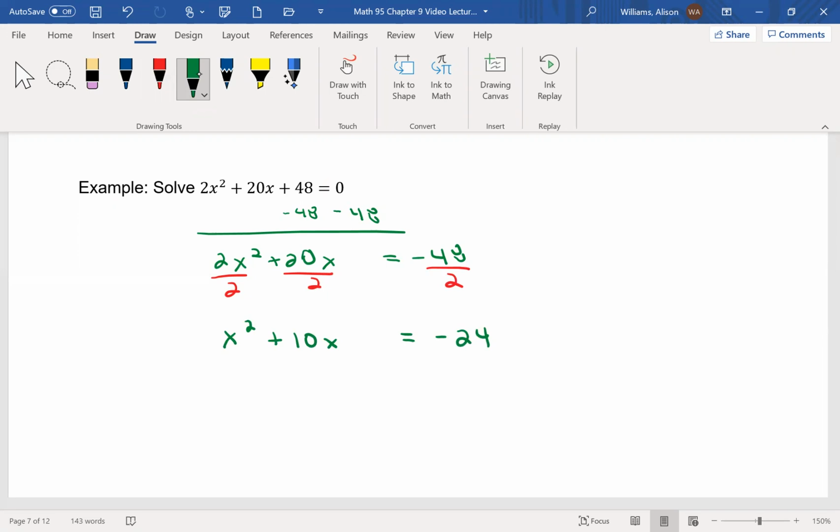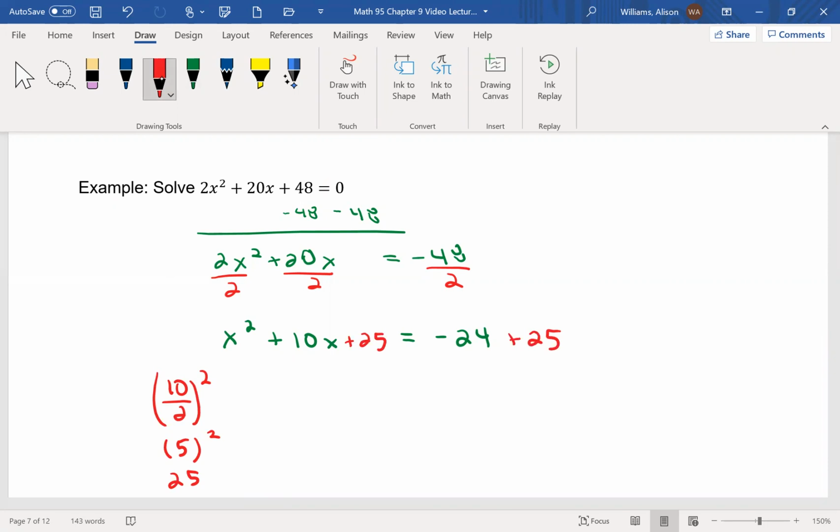Now, step 3, the big important step. I'm going to take half of the b term, which after dividing is a 10. So I'm going to take half of 10, and then I'm going to square it. So half of 10 is 5, and 5 squared is 25. So I'm going to add 25 to both sides.